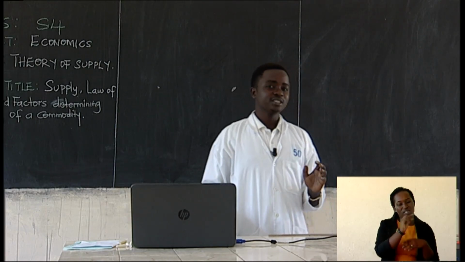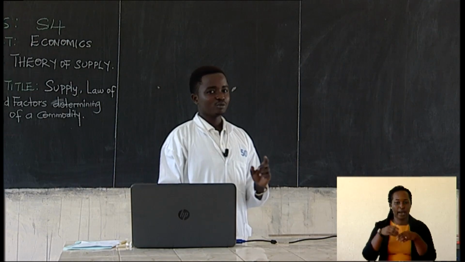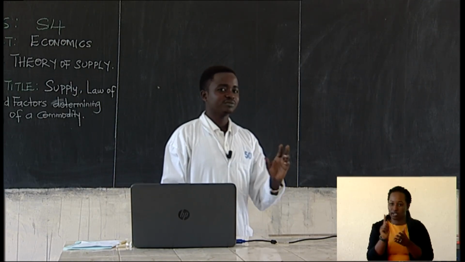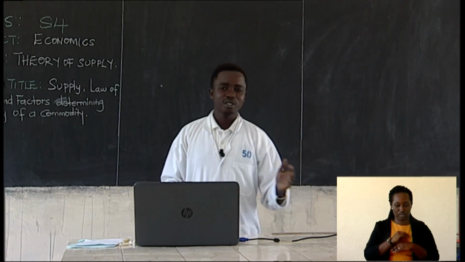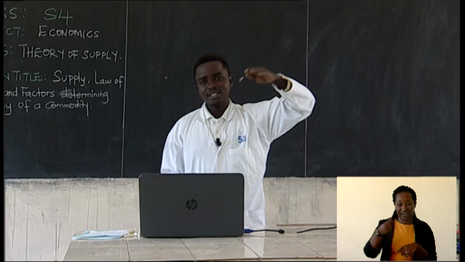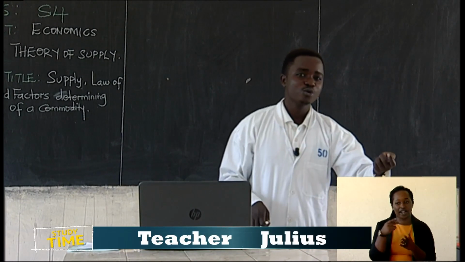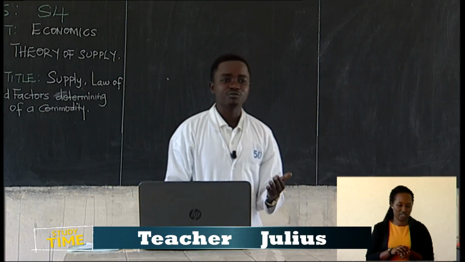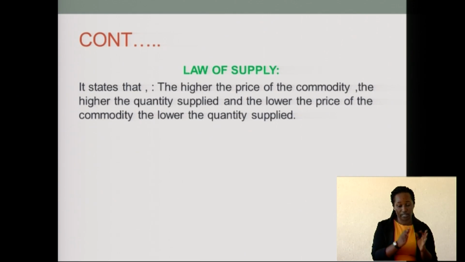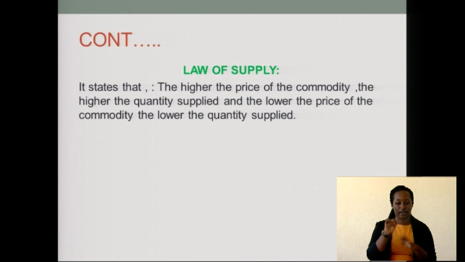So quantity supplied will be reduced by the suppliers, because a lower price is not attractive enough to make sellers take more to the market. But when the price is very high, they are attracted and become very happy, and then they take more to the market. So the higher the price of a commodity, the higher the quantity supplied, and the lower the price, the lower the quantity supplied. That is how the law of supply states.